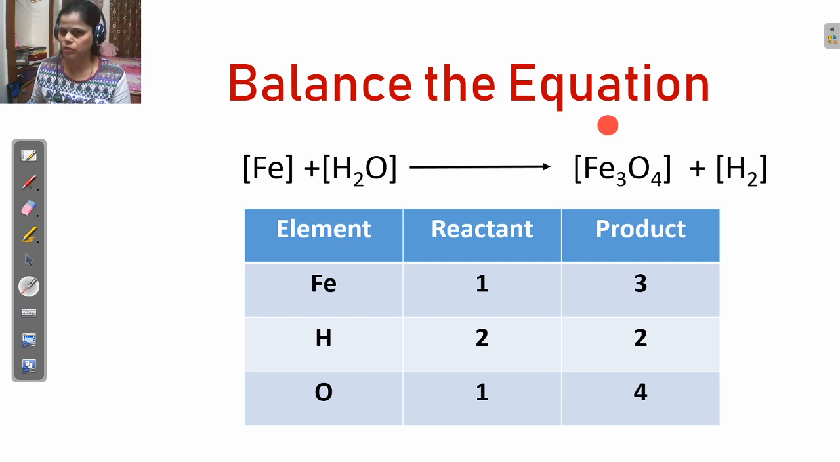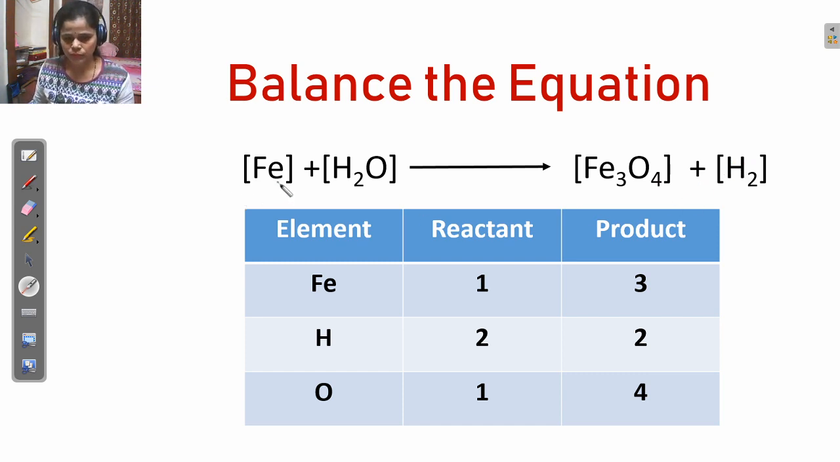Balance the equation. And our equation is when iron reacts with water, that means H2O, then iron oxide will form and H2 gas, hydrogen gas, will release. Okay, so here Fe, that means iron, plus water, H2O is water, and Fe3O4 is iron oxide or ferric oxide, and plus H2 means a hydrogen gas.